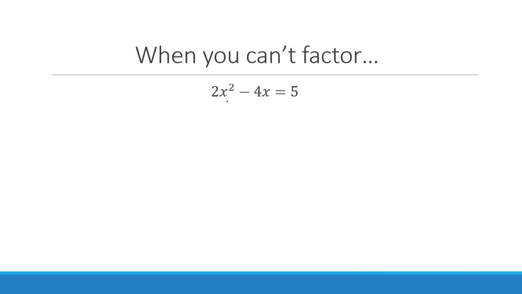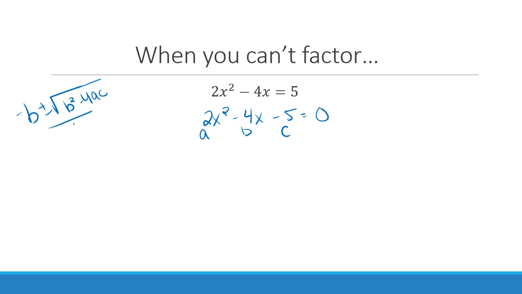So what happens when we can't factor? Again, we want to make sure that it's written in the form ax squared plus bx plus c. And so I'm going to bring everything over here on the left hand side. So I brought over the 5. Here's a, here's b, here's c. Here's my formula. b squared minus 4ac all over 2a. So the opposite of -4 is +4. b squared, so that's -4 squared minus 4 times 2 times -5 all over 2a. So all over 2 times 2.